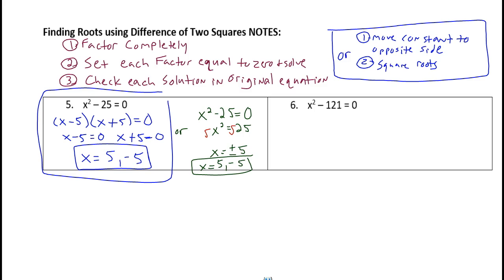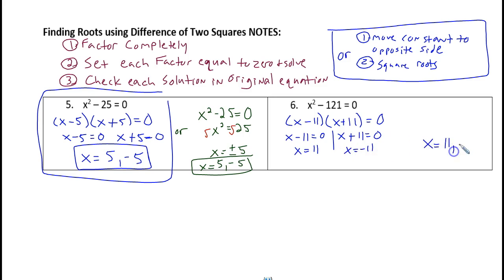Let's look at example 6. In example 6, we have x squared minus 121 equals 0. I should be able to know a perfect square when I see it, and 121 is a perfect square. It's 11 times 11. x squared is a perfect square, x times x, so I can break this apart to be x minus 11 times x plus 11. That pattern always works. Set these equal to 0. x minus 11 equals 0, and x plus 11 equals 0. To get 2 solutions, add 11, subtract 11, and I get x equals both positive 11 and negative 11.